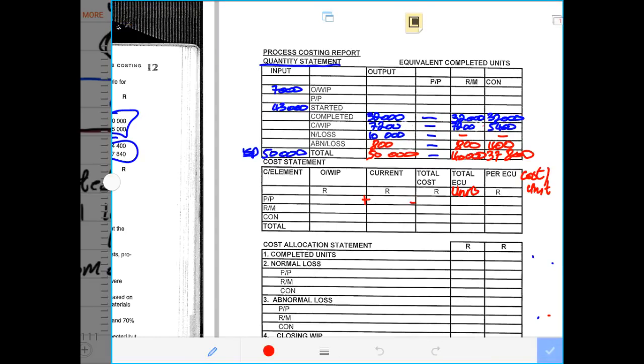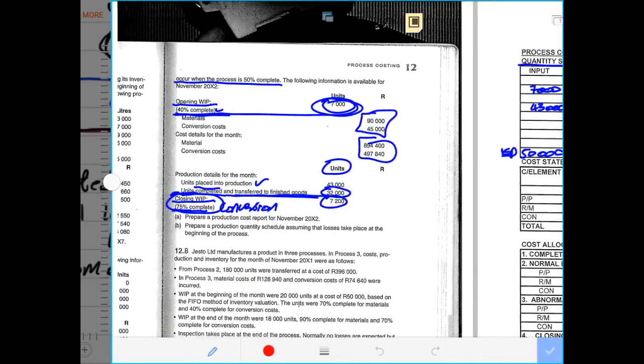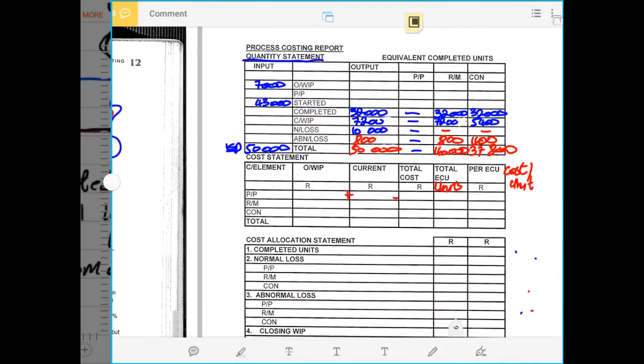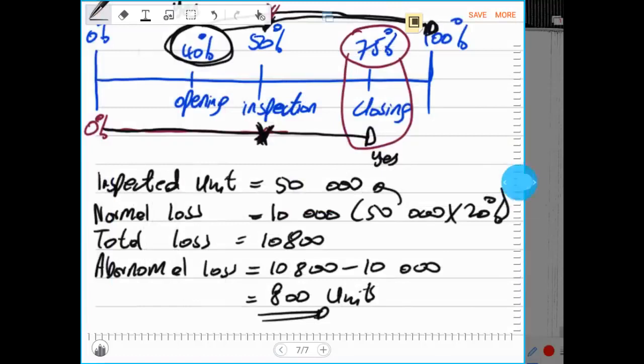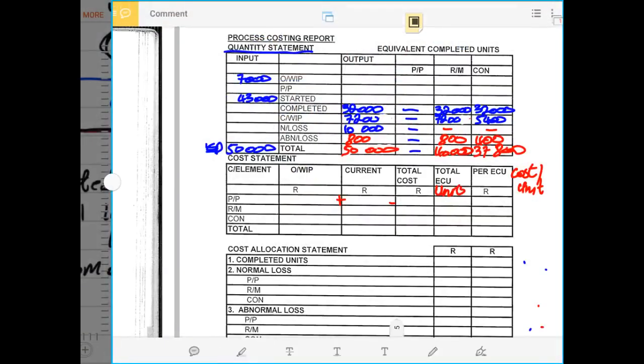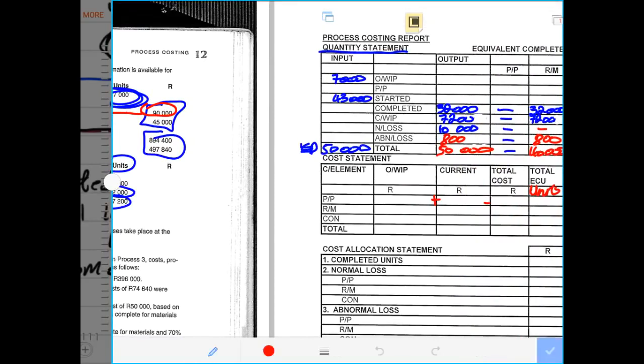So now let us record our costs. With regard to our cost, let us first check which costs we have. We do have the opening raw material, which is 90,000. Therefore, under our opening raw material, we have to record 90,000. Here is the opening work in process value. Under PP, there's no previous process. Under raw material, we record 90,000 rands. Opening cost in terms of conversion, we do have, and our opening cost in terms of conversion is 90,000. I don't know why this disappears. Okay.